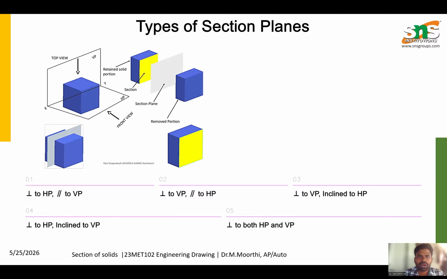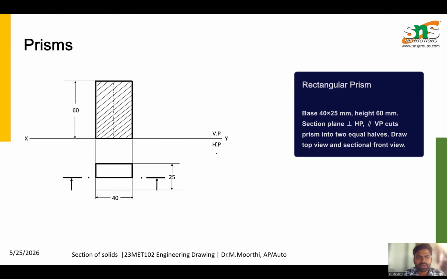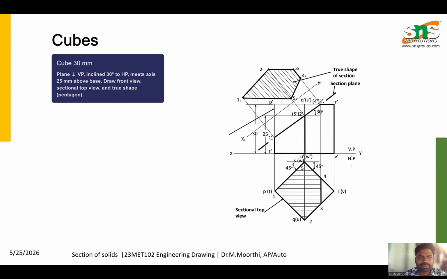Based on that, we make the section. Here it is a rectangular prism. The condition is a base of 40 by 25 millimeters with a height of 60 millimeters, and a section plane perpendicular to HP and parallel to VP cuts the prism into two equal halves. So here the condition is a section plane perpendicular to HP and parallel to VP.